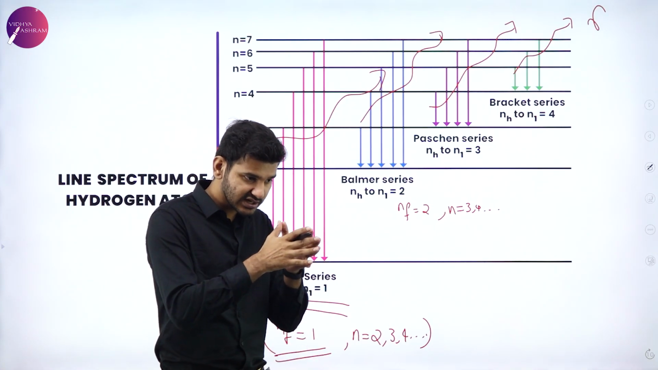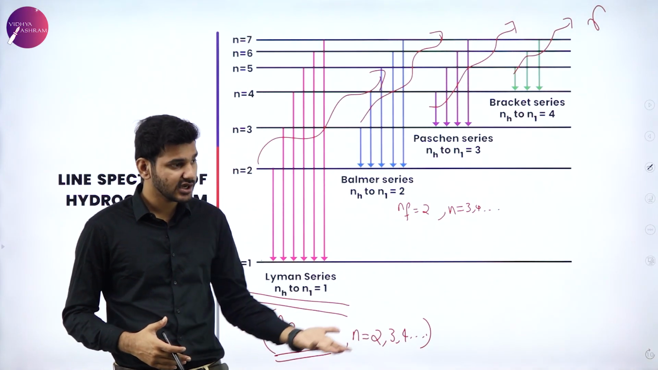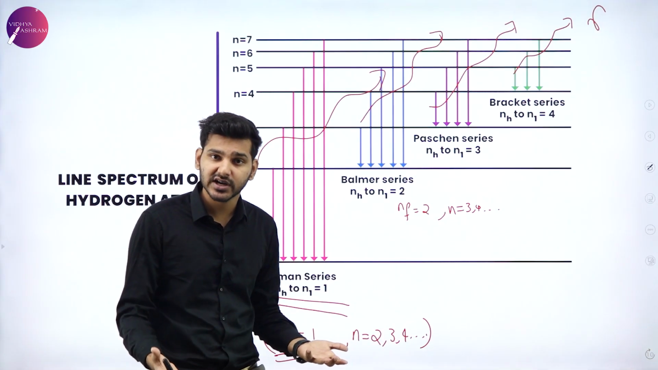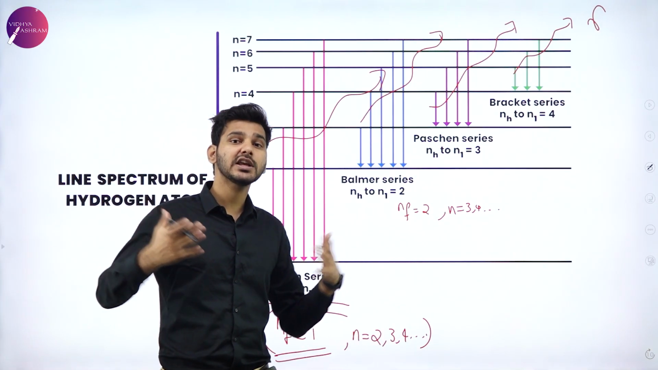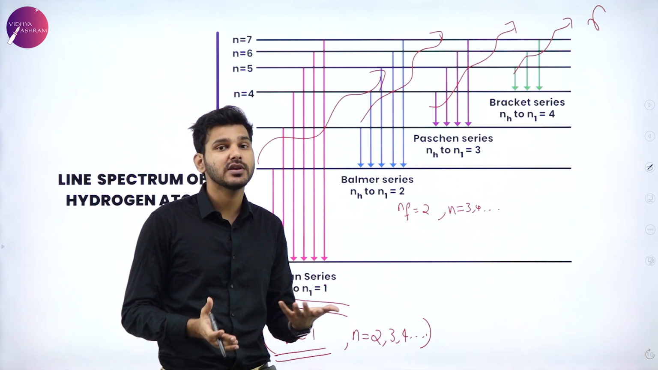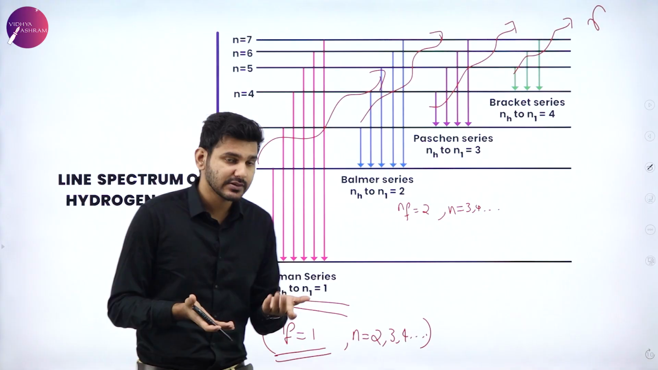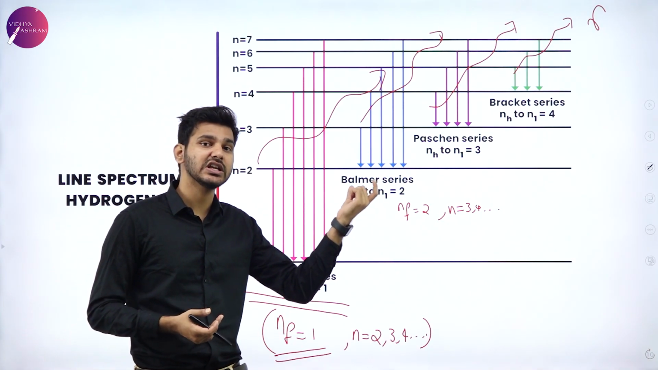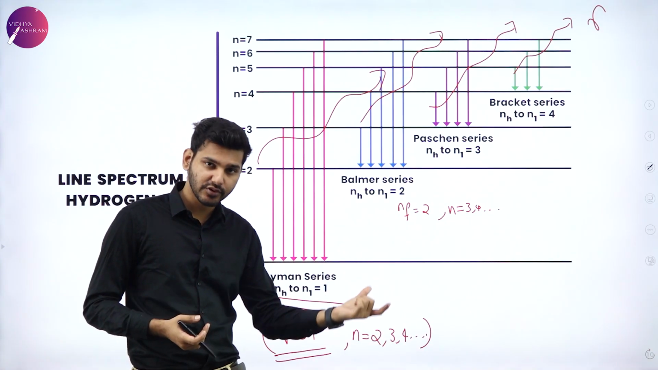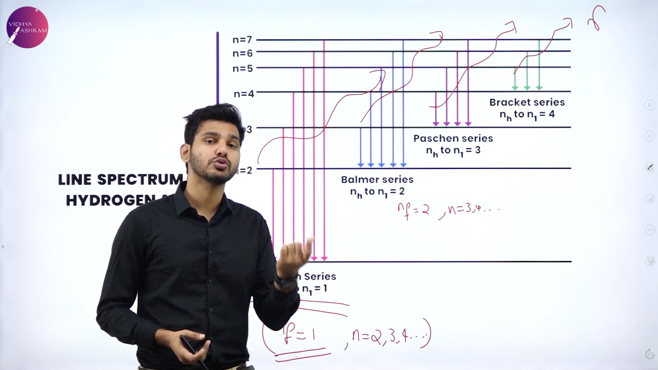So we know that there is a wide spectrum of radiation, which means it can be in the ultraviolet region, the visible light region, or the infrared region. We don't know. Depending on the jump, it can be in any particular region. So we can predict, based on from where to where they are jumping, which region that particular radiation is going to be in.